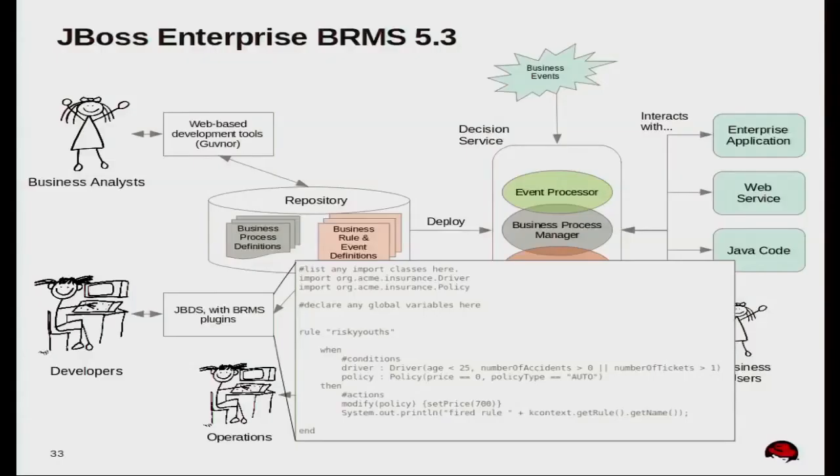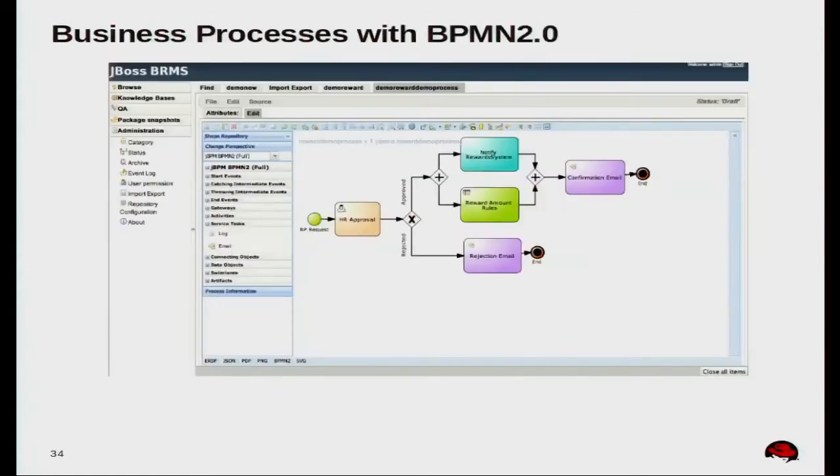Okay, this is what the actual DRL file looks like. Again, this is a text-based .drl file, and in this case I'm importing a couple of facts and then doing some things. I have a driver fact where, if the age is less than 25 and the number of accidents is greater than 0, or the number of tickets is greater than 1, then we're going to do some actions. It ties into the policy here, and basically it's going to modify the policy and set the price to 700.